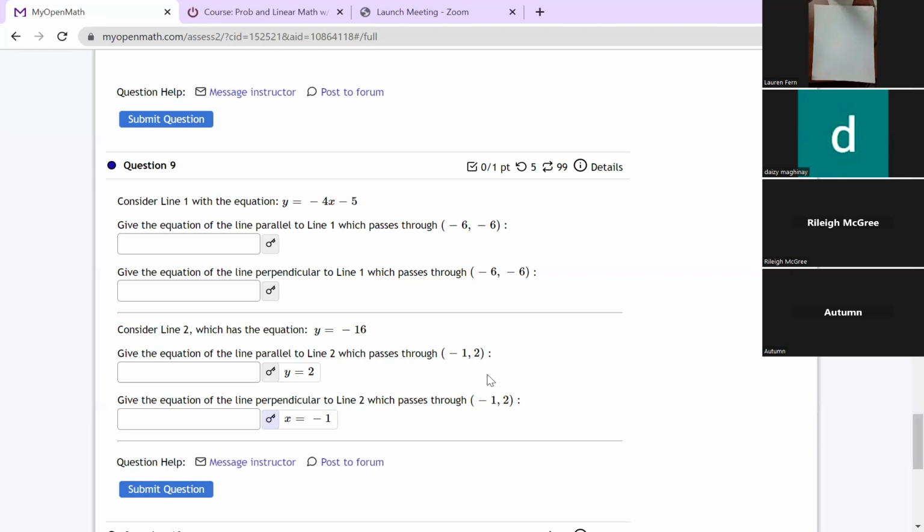Okay, I can also do this first part. I'm going to write it on my separate sheet of paper. And we want parallel through -6, -6, and then perpendicular through those values. All right, I'm going to stop sharing my screen.